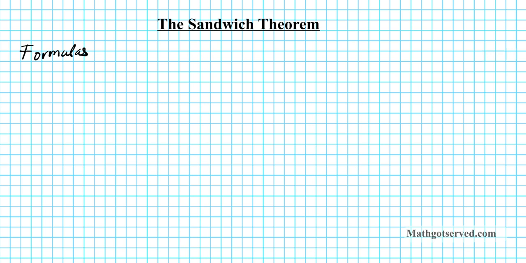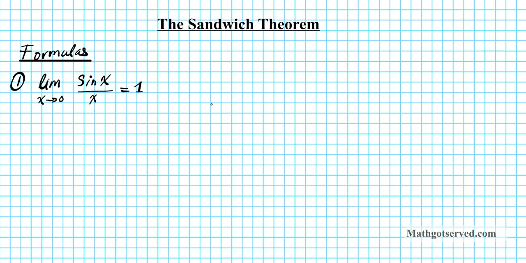All right, so the formulas I'm going to show you, I'm not going to be going over the detailed derivation of them. There's a video installment in this sandwich theorem playlist that goes over how to derive this formula. This installment mainly goes over how to use this formula. All right, so the first formula is that the limit as x approaches 0 of sine x over x is equal to 1. Okay?